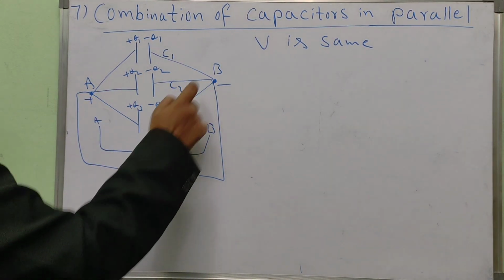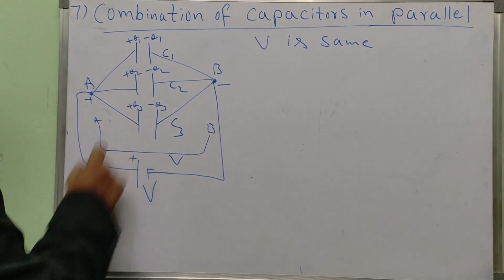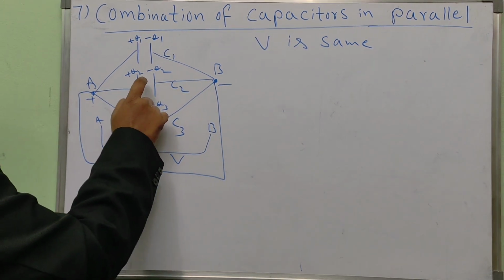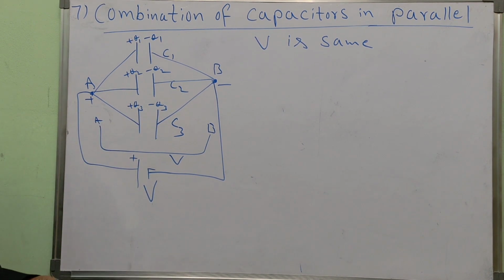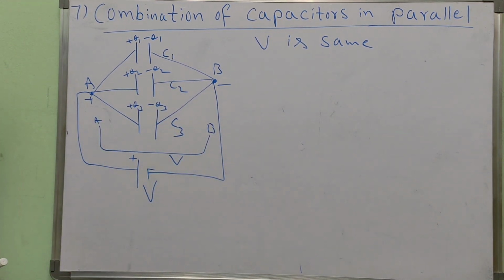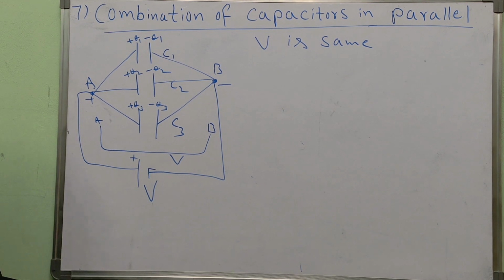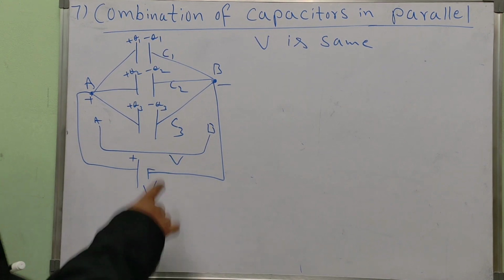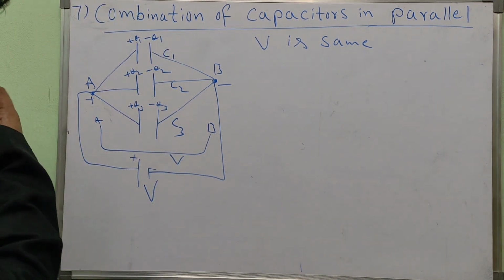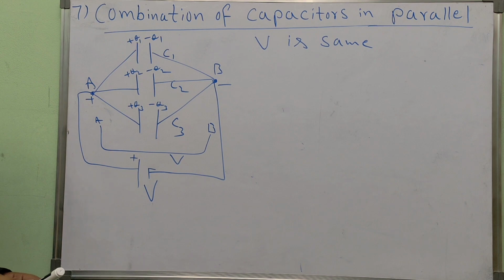What is the potential difference across the first capacitor C1? It is also connected between A and B only, so V only. The second capacitor is also connected between the same points A and B, so the potential difference across it is V only. The third capacitor is also connected between the same 2 points A and B, so V only. That means across all the capacitors the potential difference is V only. Not only that, the cell voltage is also V only.